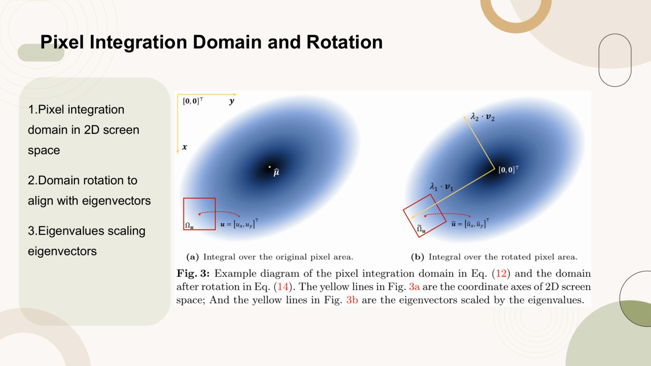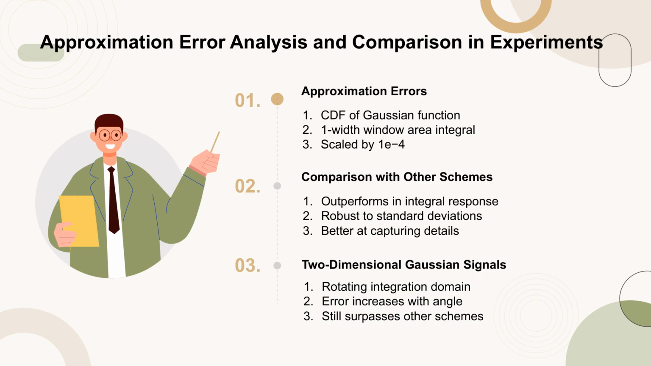with different standard deviations. Figure 3 illustrates the pixel integration domain as described in Equation 12, and the transformed domain after rotation as per Equation 14. In Figure 3a, the yellow lines represent the coordinate axes of the 2D screen space, which define the original pixel integration area.